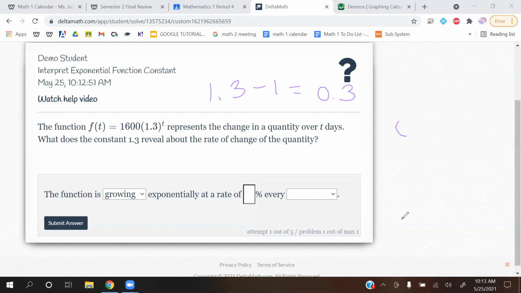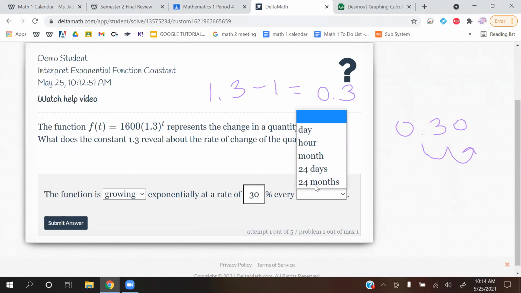So now we must convert the 0.3 into a percentage. And how do we do that? We take your decimal and move it 2 times to the right. And so that gives me 30, which means 30%. Every month, days, whatever, take a look. It says T days. So then you just do every day.